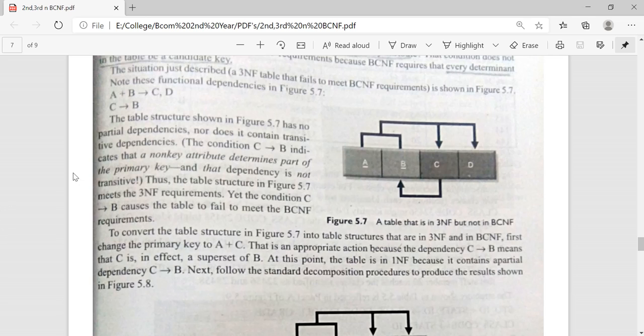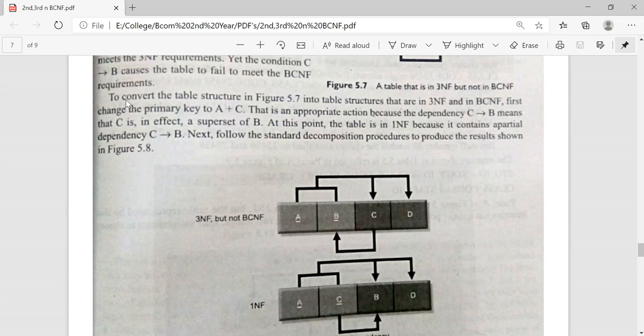ఎట్లా చేస్తామో చూద్దాం. The condition C→B indicates that a non-key attribute determines a part of the primary key and that dependency is not transitive. So transitive dependency ఏంటి? Both are non-key attributes. కానీ ఇక్కడ ఏమవుతుంది? Determinant is a non-key attribute, determined is a key attribute. సో రివర్స్లో జరుగుతుంది అనమాట. సో వాట్ టు డూ?